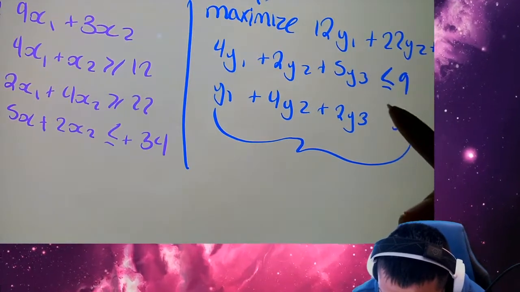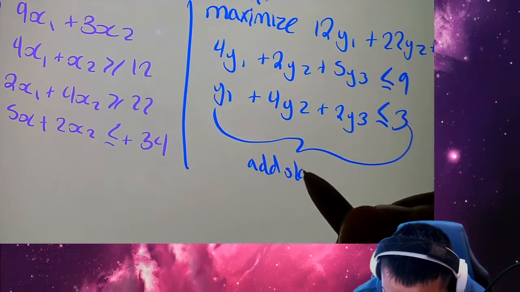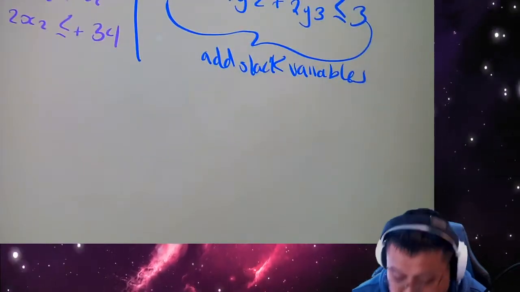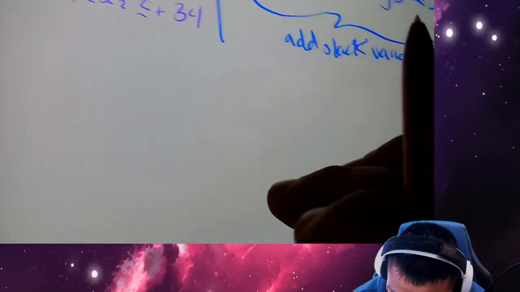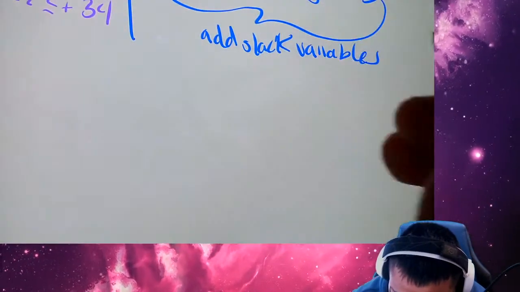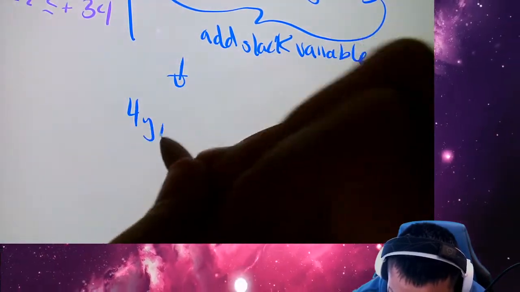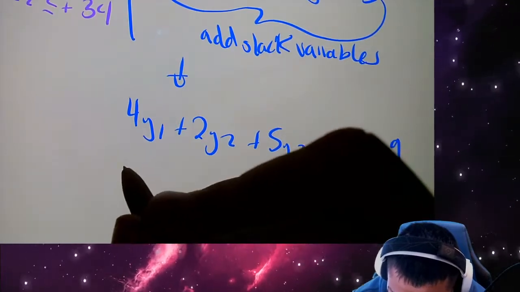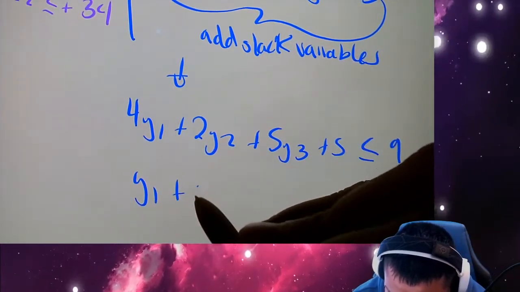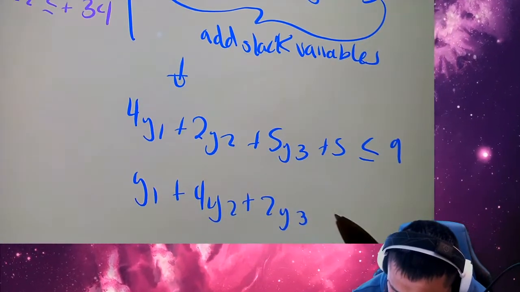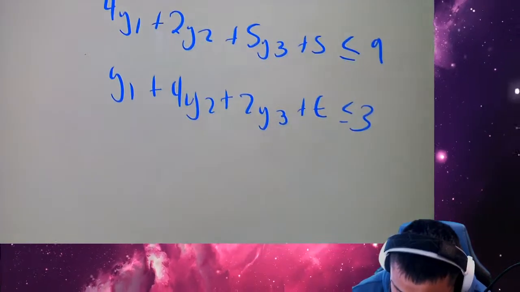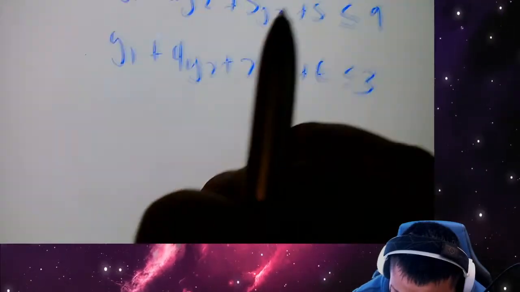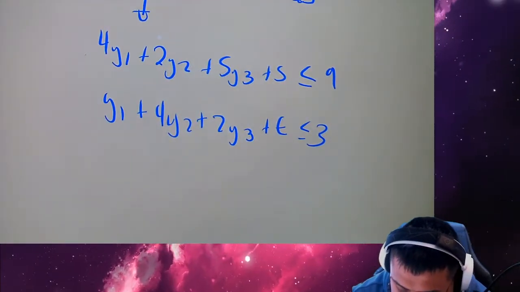This is slack. Okay, so we're going to add slack variables, and we're going to call them s and t. So we have 4y1 plus 2y2 plus 5y3 plus s equals 9, and 4y2 plus 2y3 plus t equals 3. There's our slack, and then we're going to do our dual simplex method, where this is equal to w.